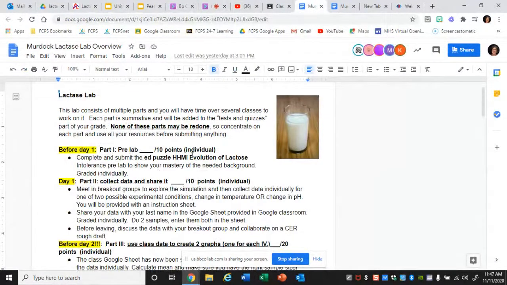Okay. So that's 10 points out of 100. Then the part you're going to do today is the data collection. That's also individual. I'm going to show you exactly how to use the simulation in a minute. You're going to either go into a breakout room collecting for pH, or you're going to go into a breakout room collecting for temperature. And you're individually going to do 2 trials and enter them into a sheet for yourself so you can keep track of it. And then you're going to go to a class Google Sheet where we're going to share all our data. So that's individual.